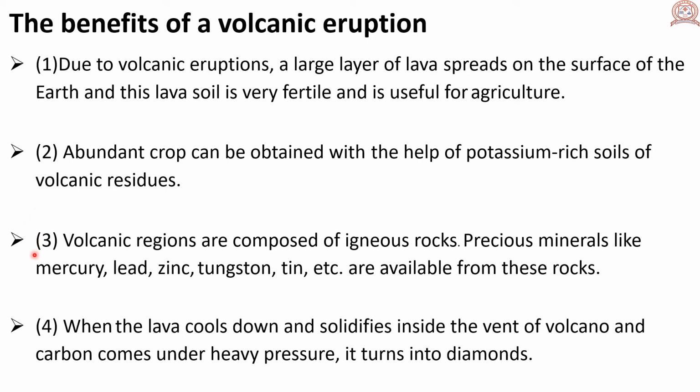Third point, volcanic regions are composed of igneous rocks. Precious minerals like mercury, lead, zinc, tungsten, tin, etc. are available from these rocks. Fourth point, when the lava cools down and solidifies inside the vent of the volcano and carbon comes under heavy pressure, it turns into diamonds.